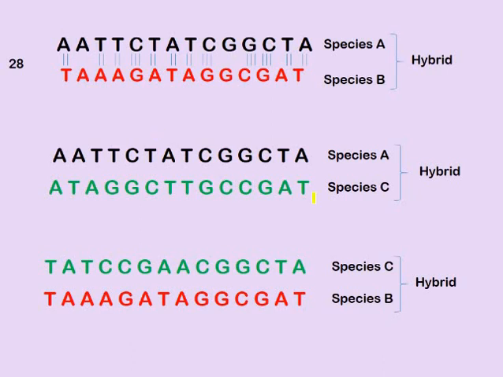For the second hybrid, this is A to C, 25. Okay, so even the first base is different now. And then finally, C to B, we would have 20. Okay, so the more closely related the species are, the more complementary base pairs there are, the more hydrogen bonds there are, and so the higher the temperature you would need to separate those DNA fragments out.